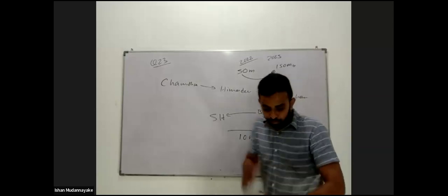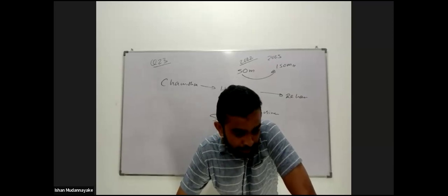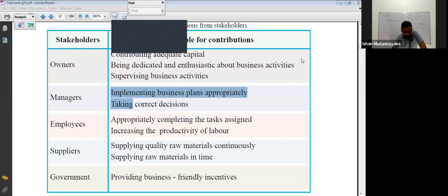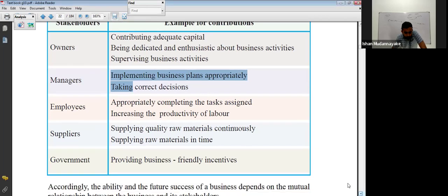And then next one, expectation from managers. Business expects something from managers. What are they? Read the note. Implementing business plans appropriately, taking correct decisions. All right. Implementing business plans properly and taking correct decisions. That is the expectation of business from their managers.